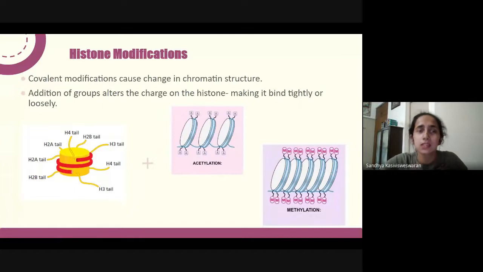So the histone is positively charged and your DNA is negatively charged. Now, that's why they interact. That's why your DNA can bind around the histone. So the basis of any change that happens to your histone is to alter that charge. So if I make my histone a little more positive, it'll bind a little better to my DNA, and so on. So that's the idea behind any change that happens on your histone.